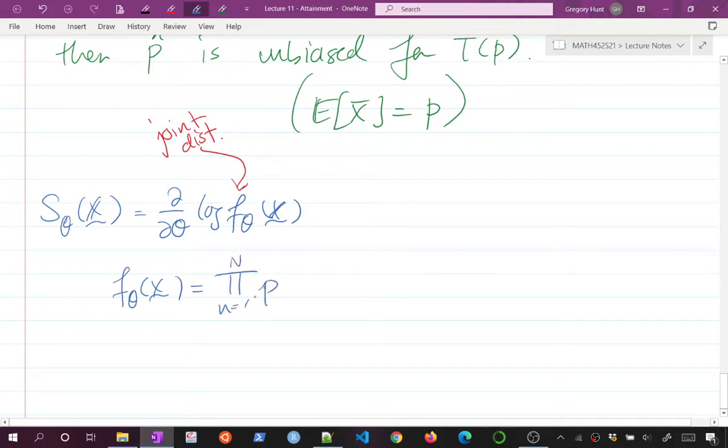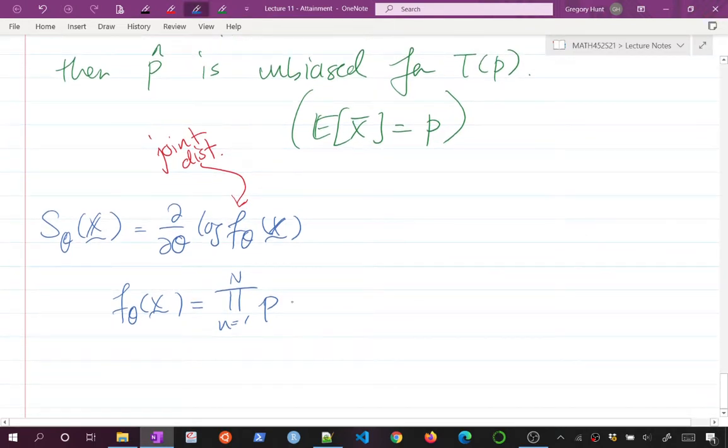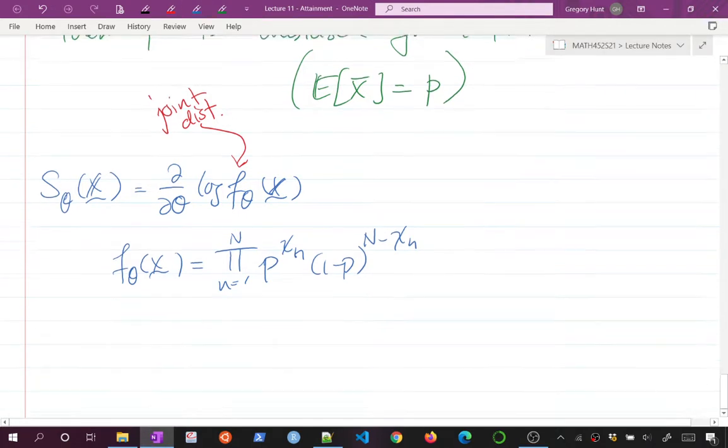Each of them is marginally Bernoulli. The PDF for Bernoulli can be written as p to the x_n times 1 minus p to the 1 minus x_n. That is one way of writing the PDF of a Bernoulli. Again, I'm going to ignore the indicator function on it. It doesn't depend on the unknown parameter. It's going to go away when we take a derivative. So no big deal.